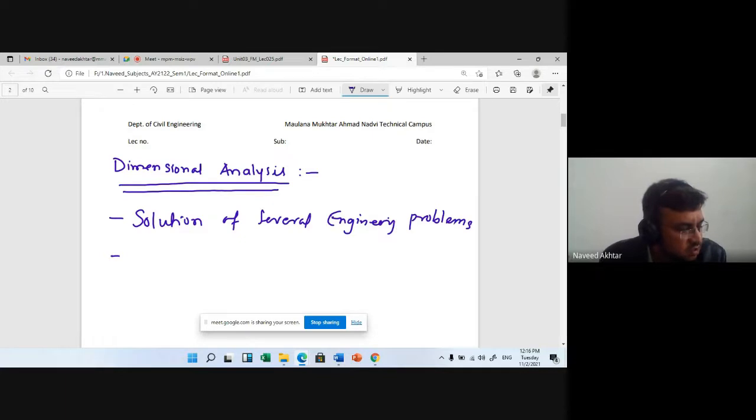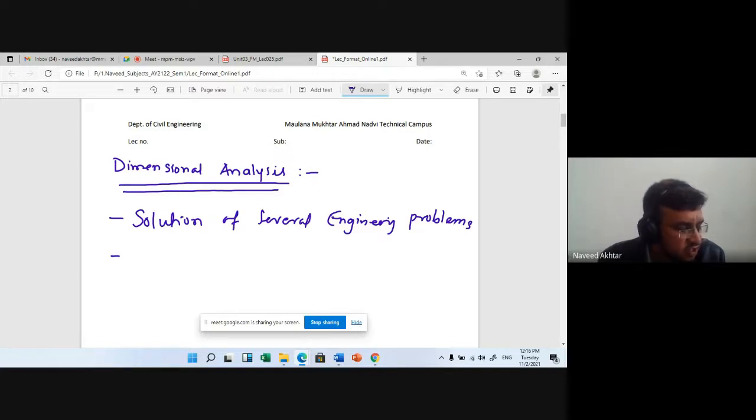Each physical phenomenon can be expressed by an equation. You know that strain is change in length. Length is increasing, so change in length is nothing but your strain. Stress, you can say Newton per mm square, that is MPa. So that is load upon area. That also is nothing but your physical phenomenon.